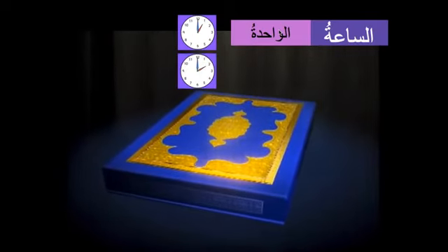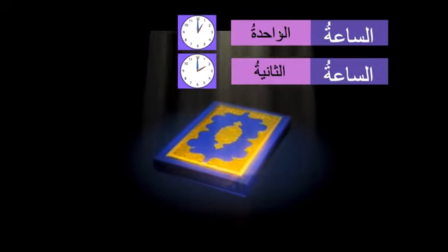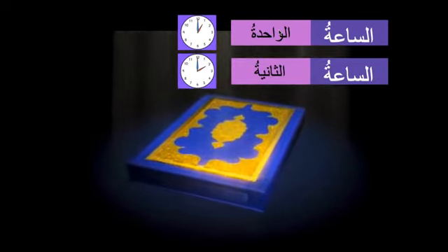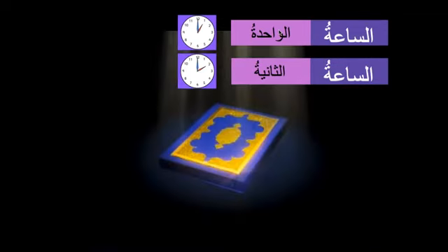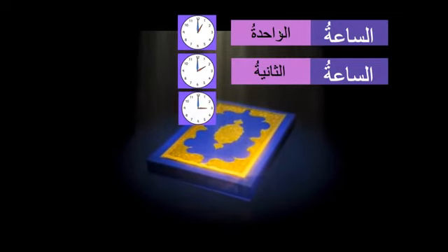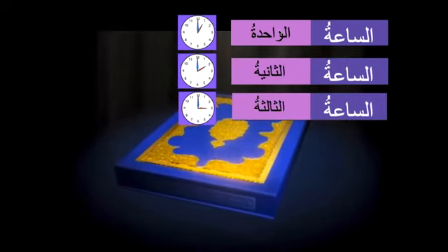If you want to say 2 o'clock, we'll say as-sa'atu thaniyatu. Normally when you're talking, the ta marbuta is pronounced as ha. We say as-sa'atu thaniyah or as-sa'atu wahida. That's how it's said in colloquial speech, but in grammatical terms it's na'at man'ut.